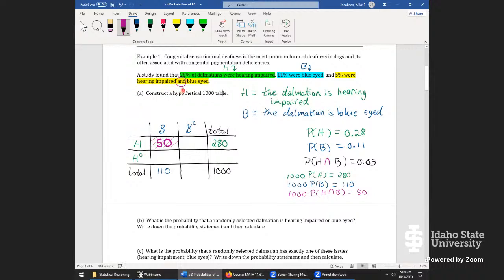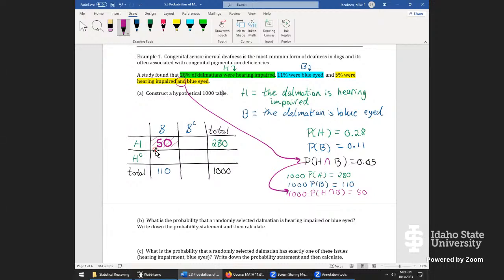So if you follow the color coding, it's really the massive thing that's going to allow us to solve the table. This was giving as an and statement. So we went down, wrote it as an intersection, multiplied it by 1,000, and right here, that's where the intersection lies. There's 50 dogs that will be hearing impaired and blue-eyed at the same exact time. Does that make sense to folks to that stage?